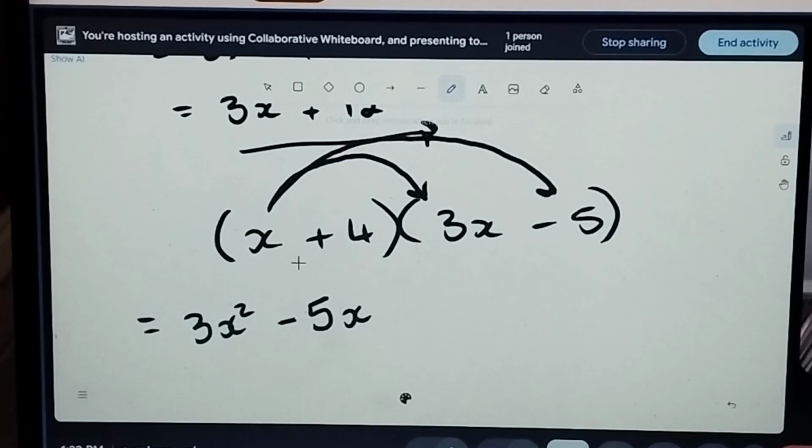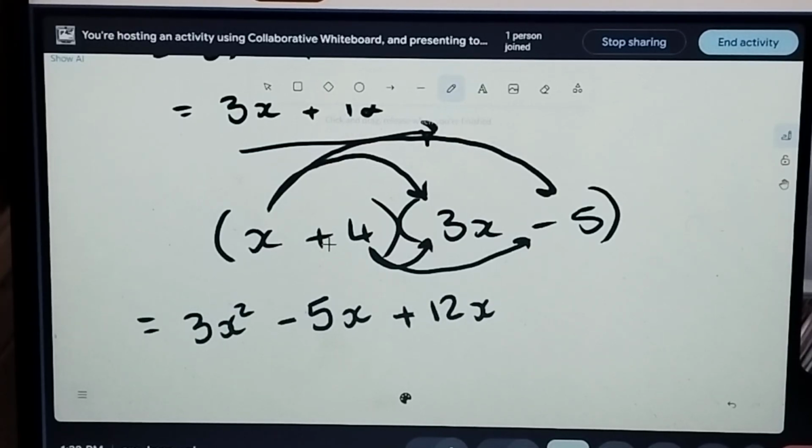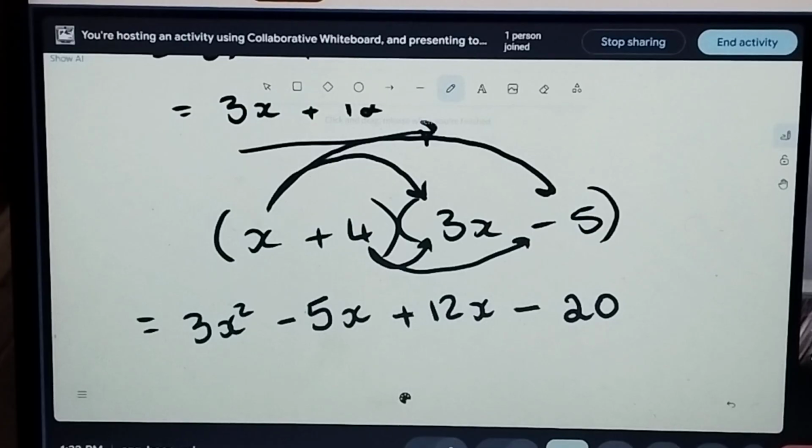So I'm done with that. And I do the same with 4. Then I do exactly the same with 4. Good. 4 times the 3x and 4 times the minus 5. So the 4 times the 3x, it's a positive 4 and a positive 3, so it's plus 12x. And then I've got a positive 4 times a minus 5. Well, a positive times a negative is always negative. And 4 times 5 is 20. Do you see I now have 4 terms? Because I had 2 terms times 2 terms. So I've got 4 terms.